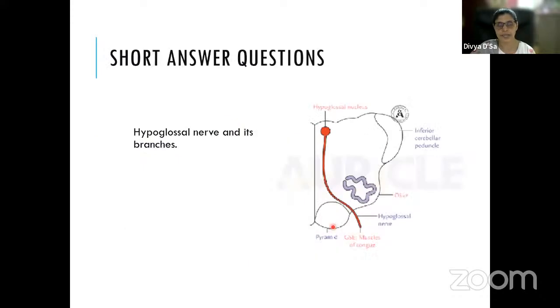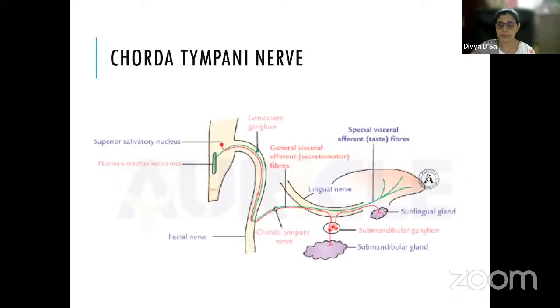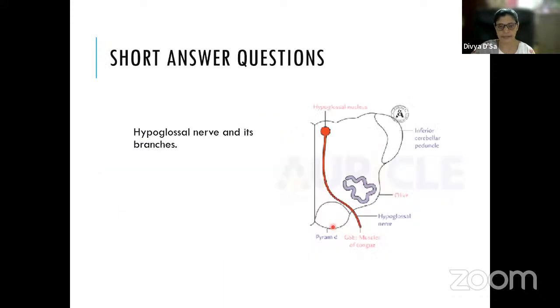Next, the question is hypoglossal nerve. So for chorda tympani, you just have to mention what are the things it carries. Basically one will be the sensory, another one will be the parasympathetic. The parasympathetic carries both the secretory function as well as the vasodilator.